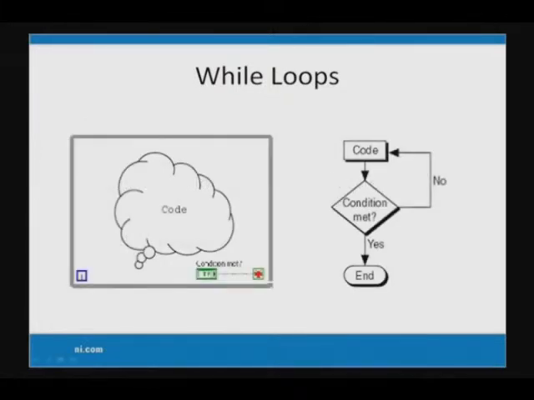First, the code within the subdiagram is executed. Then, the conditional terminal is evaluated. If the specified condition is not met, the while loop will repeat itself. When the condition is met, the loop ends.